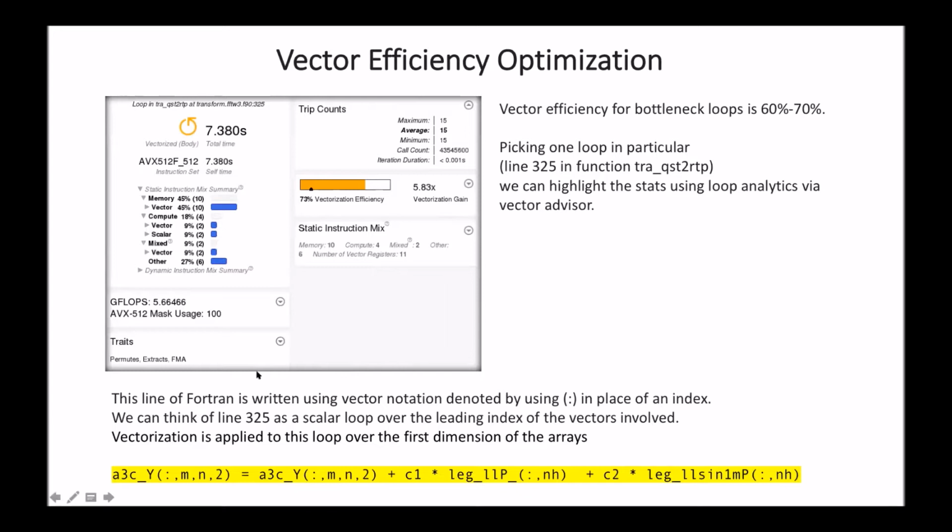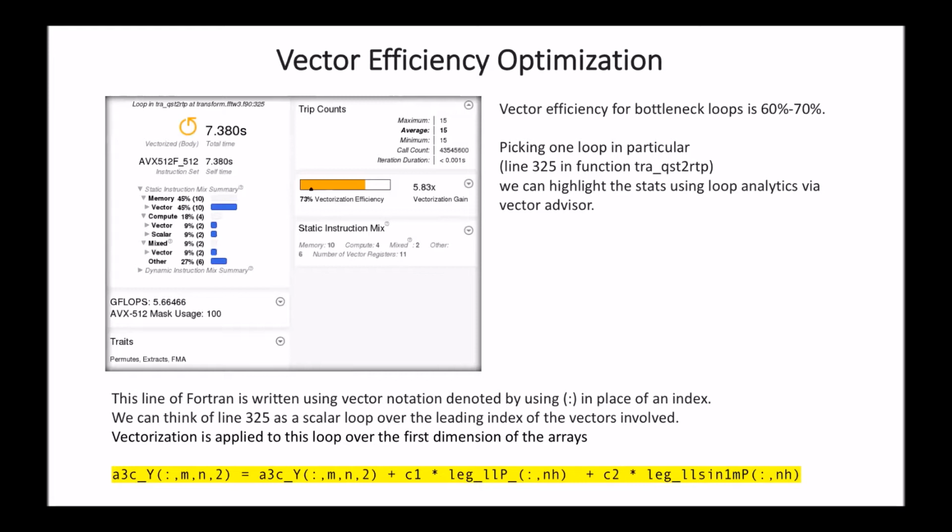If we look at the actual line of code, just to describe, this is a loop, but in Fortran it's written as an assignment, using vector notation by using this colon in place of an index. So you can think of this line as a scalar loop over the leading index of the vectors involved. Then vectorization, you can think of this, is applied over this loop of the first dimension of the arrays.